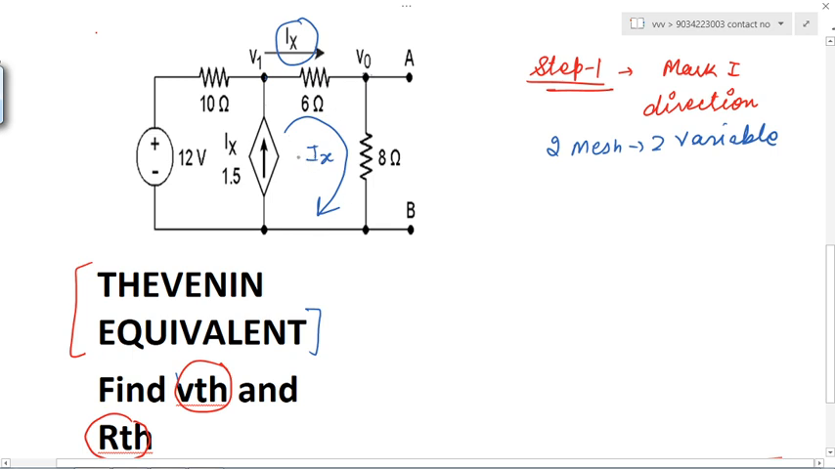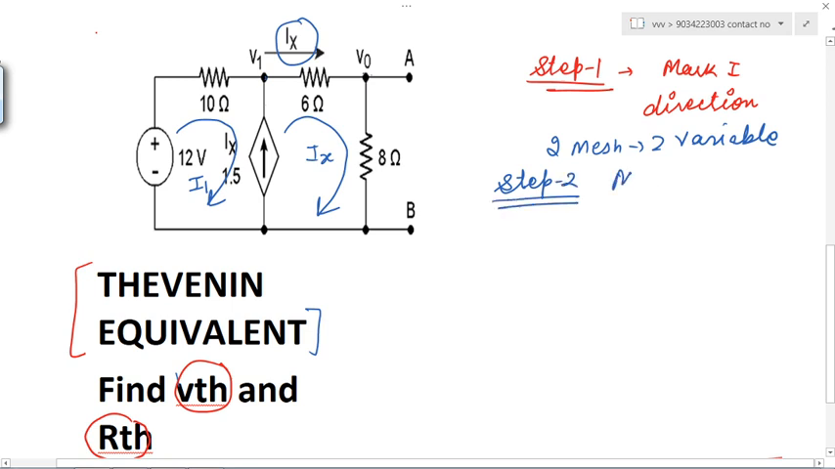Do notice this point. Again in this also I have taken the another current, that is I1, that is flowing in the clockwise direction. You can take it clockwise as well as anti-clockwise, that depends on you. Now our step number 1 is completed. Move to step number 2.